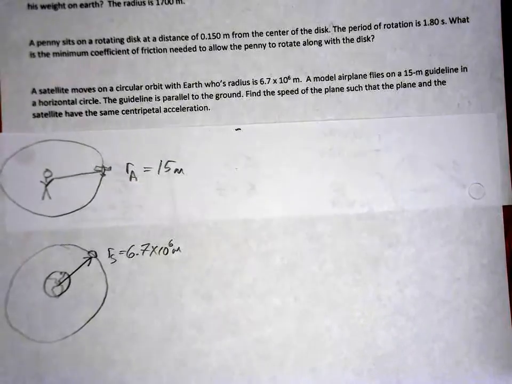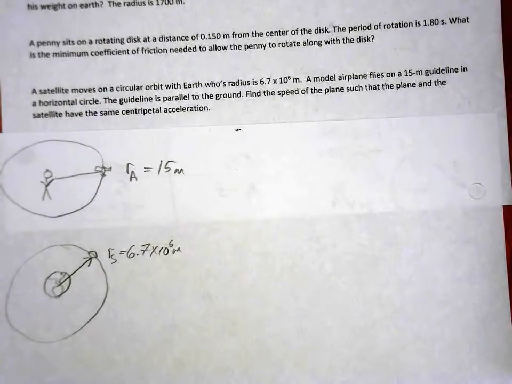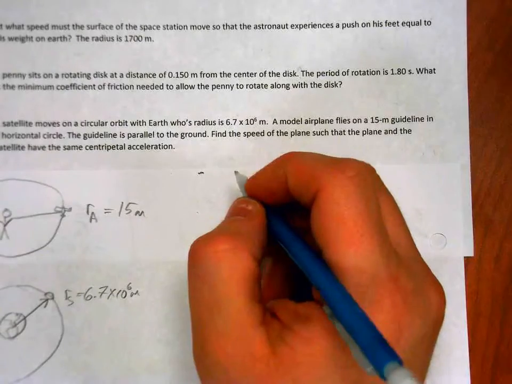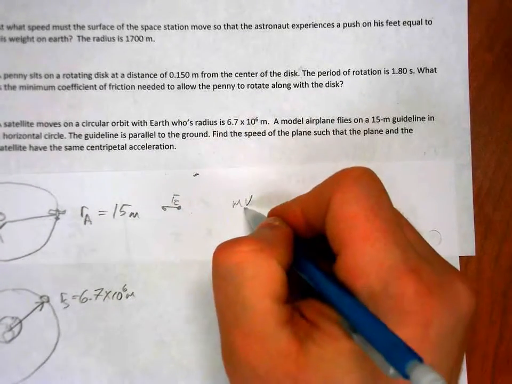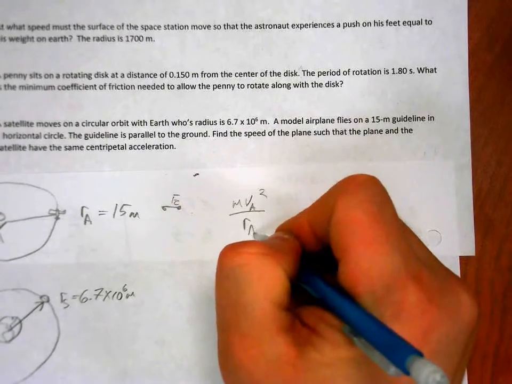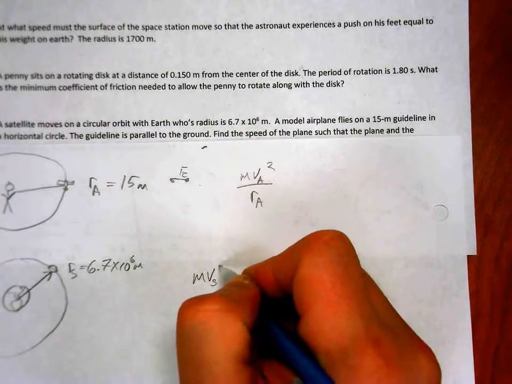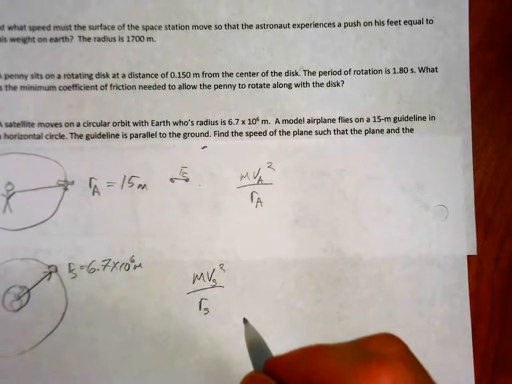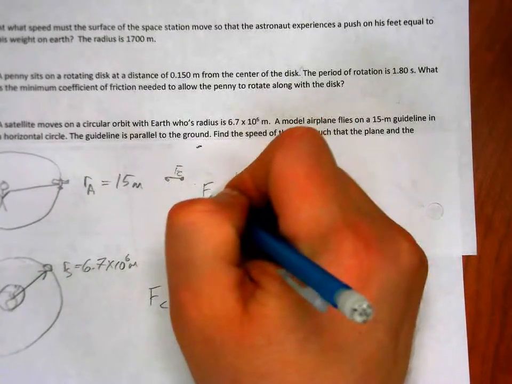Find the speed of the plane such that the plane and the satellite have the same centripetal acceleration. Well, what we know here is that the centripetal, well, let's just deal with centripetal force in this case. So we have the centripetal force, which equals mv of airplane squared over radius of airplane. And we also have the centripetal force down here, which is mv satellite squared over radius of satellite. We don't have the mass of the satellite or the mass of the plane.